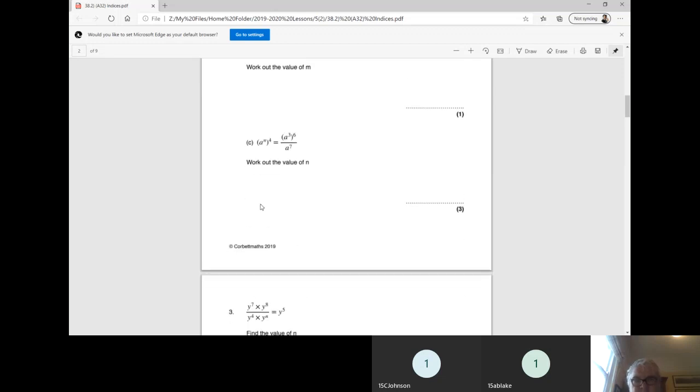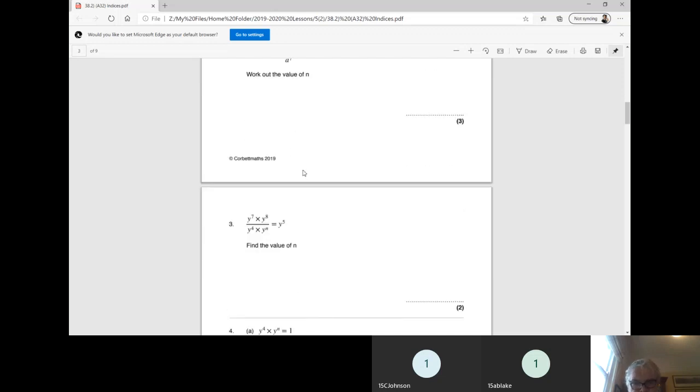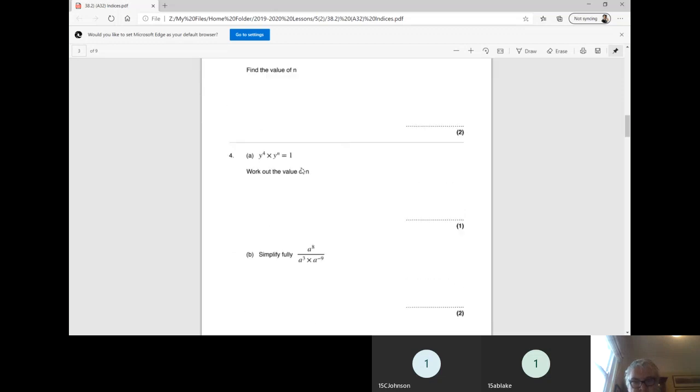And then part C, again, you just got to do this bit by bit. So that's going to be 4n, that's going to be 18. And then because you're dividing, it's going to be 18 take away 7 equals 4n. And then you just equate the coefficients. Number 3 is pretty similar to what we've said.